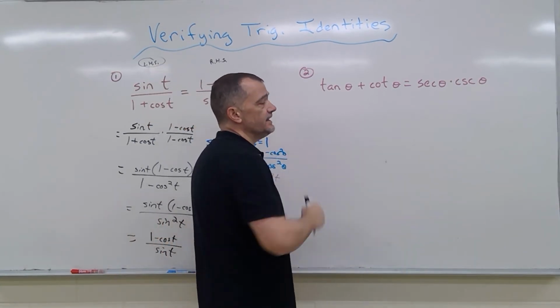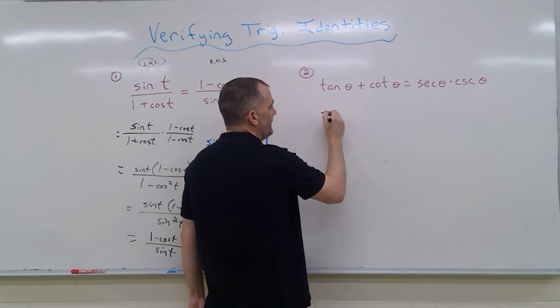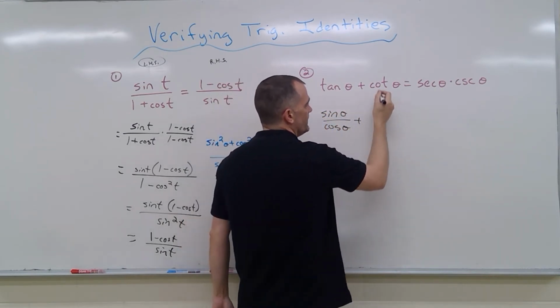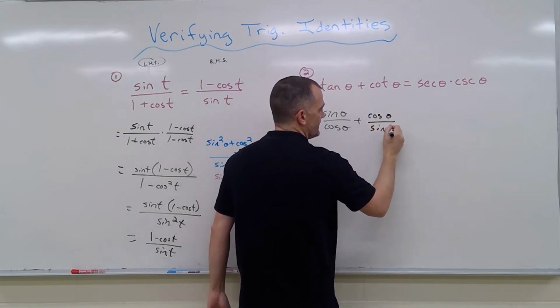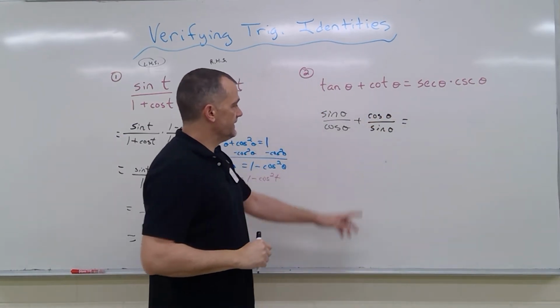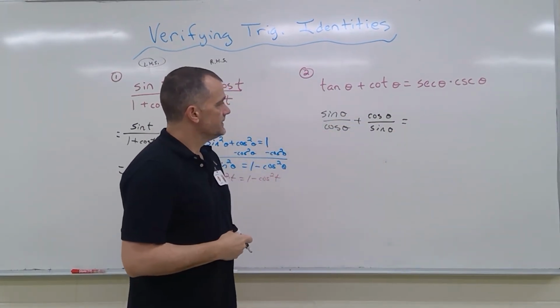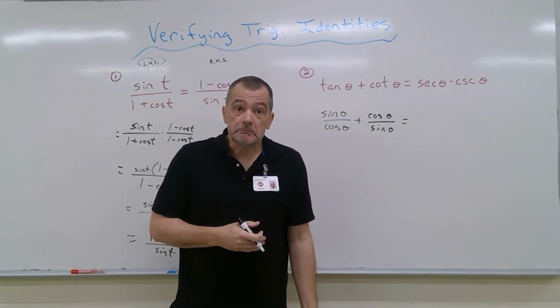One technique that a lot of students use is they'll say, well, tangent of theta, I'm just going to change everything to sine and cosine. That makes me feel better. Cotangent is cosine of theta over the sine of theta. And then you're like, well, that doesn't look like that. Well, of course it doesn't. I mean, this is being multiplied together. This is being added together.